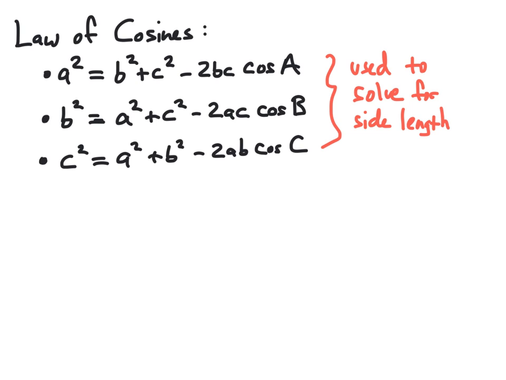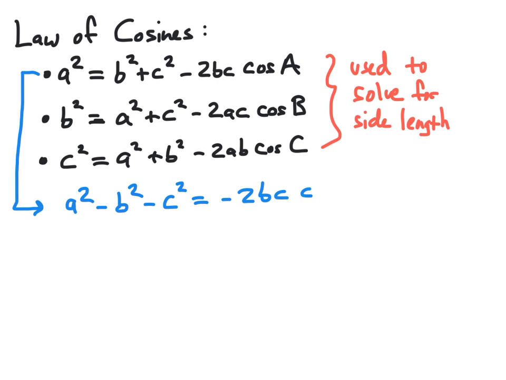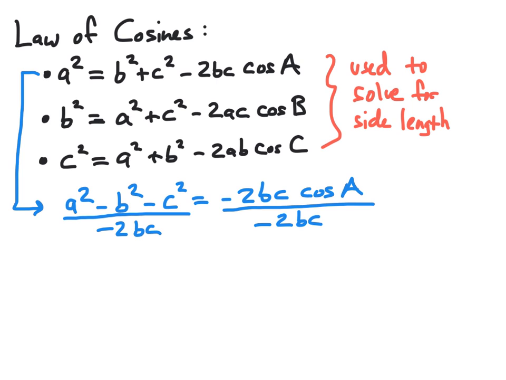To do that, we just take one of our laws here. For example, I might take our first one that's solved for a squared, and we're just going to simply solve this for cosine of a. So what we would do first is we would subtract b squared and c squared to the other side. So we would have a squared minus b squared minus c squared would equal negative 2bc cosine of a. We're now going to divide both sides by negative 2bc, which is the coefficient there in front of cosine of a. And we see that the negative 2bc's cancel, and now we just have a cosine of a on the right-hand side.